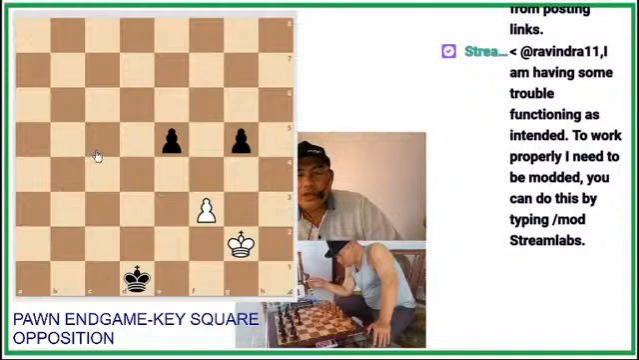Thank you. Okay, in this position we continue. This is white to move, and white can maintain a draw if white makes the right move by doing the distant opposition. Can you see what is the move here? What is the move here for white?